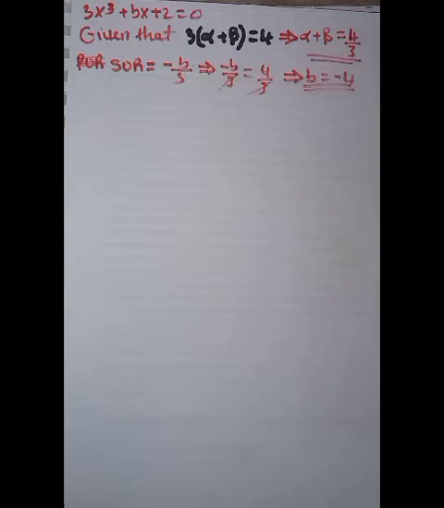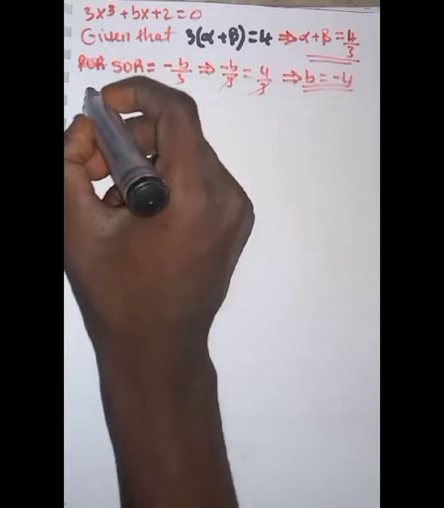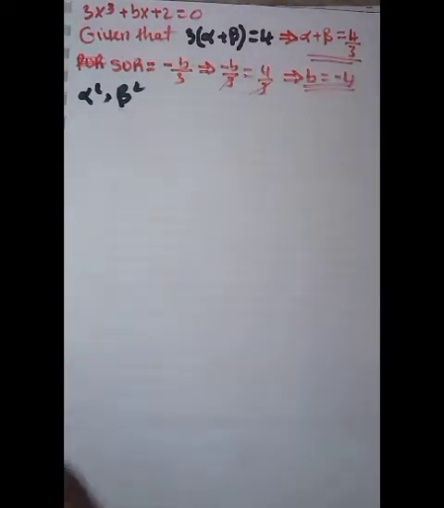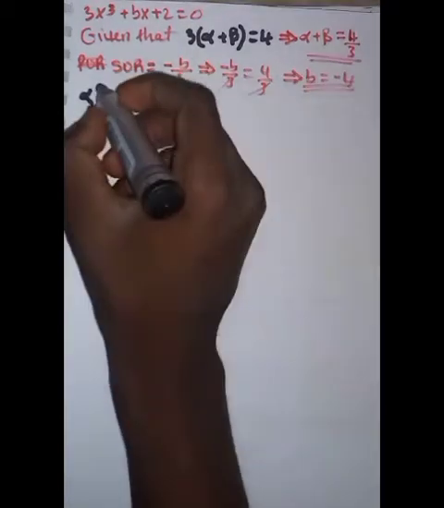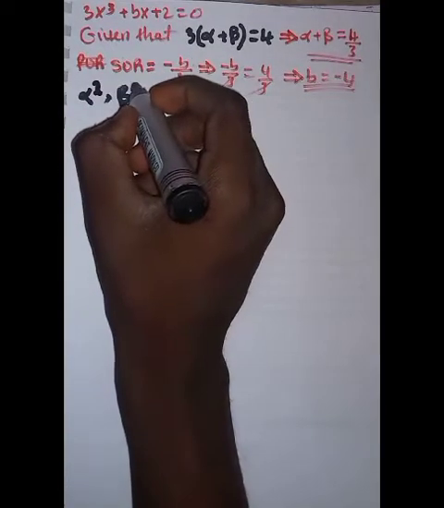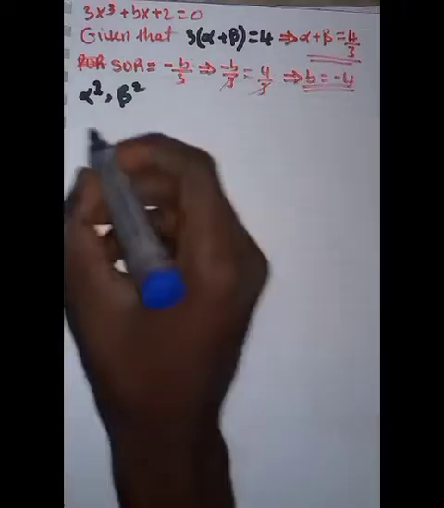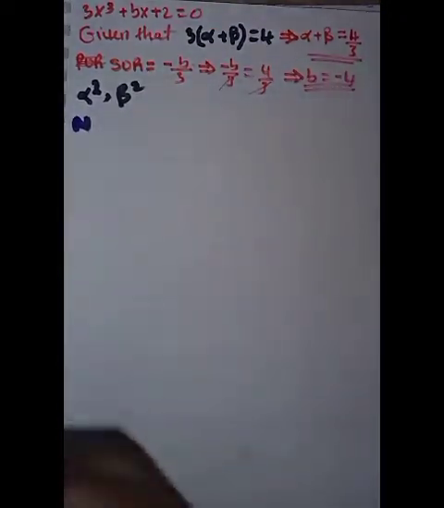Now the next part is telling us to get an equation with integral coefficients whose roots are alpha squared and beta squared. So we want an equation whose roots are alpha squared and beta squared. Good. We are going to start by finding our new sum of roots.